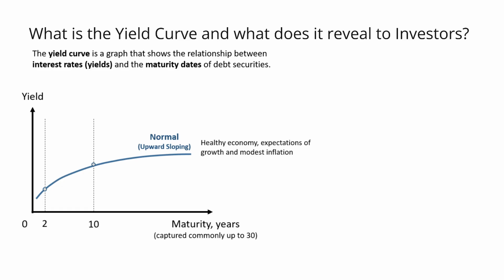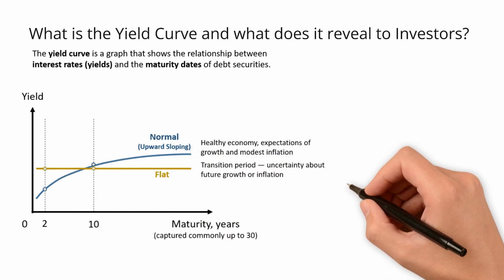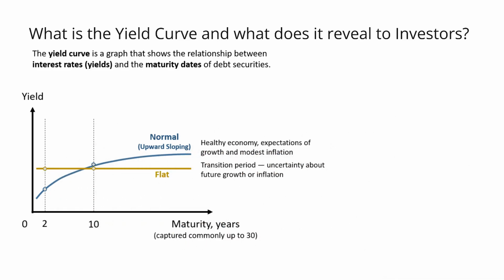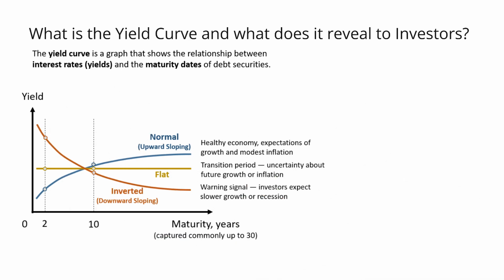What if the shape of the yield curve is flat? So basically short and long-term rates are similar. It indicates a transition period, uncertainty about future growth or inflation. What about if the yield curve is inverted or the shape is downward sloping? Short-term rates are higher than long-term ones, and the economic indication is the following. It serves as a warning signal. Investors expect slower growth or recession.